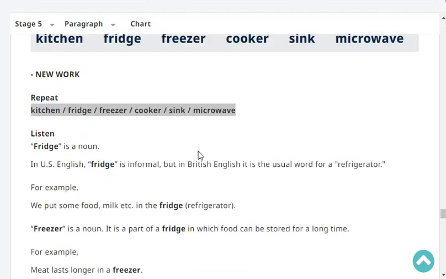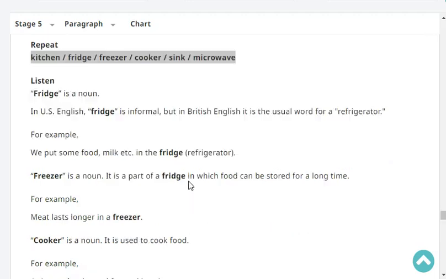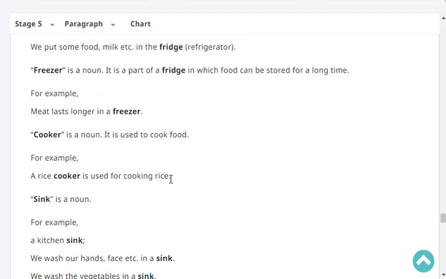Okay, listen. Fridge. The word fridge is a noun. In American English, fridge is informal. But in British English, it is the usual word for a refrigerator. For example, we put some food, milk, etc. in the fridge.